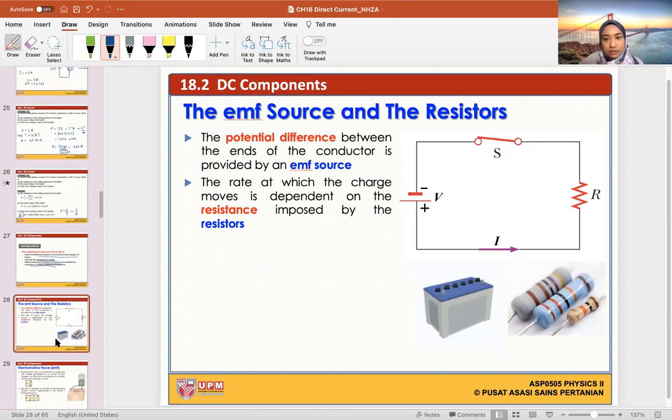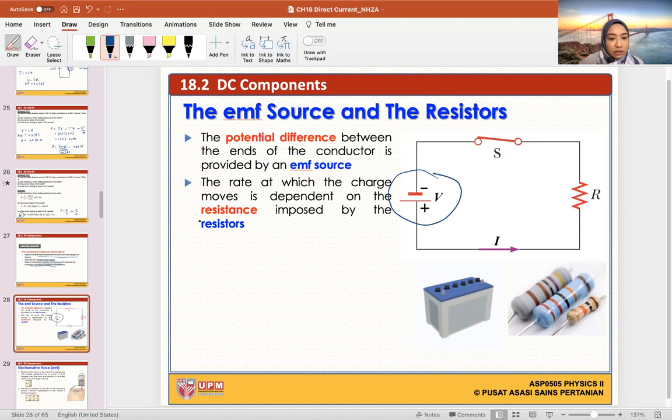So what is an EMF source? There is a resistor also. The potential difference between the ends of a conductor is provided by the EMF source. We know this already. When we have a battery, we are giving the circuit potential difference. When we have potential difference, we can let charge flow through. Without the potential difference, there is no way that they want to move on their own, so we have to provide this.